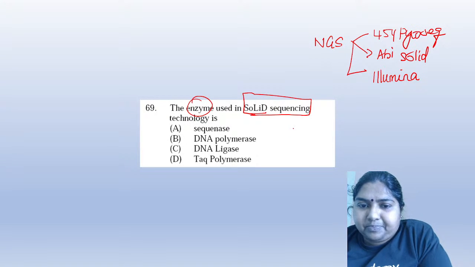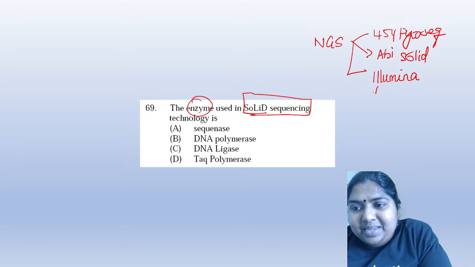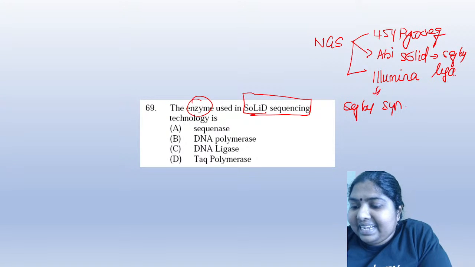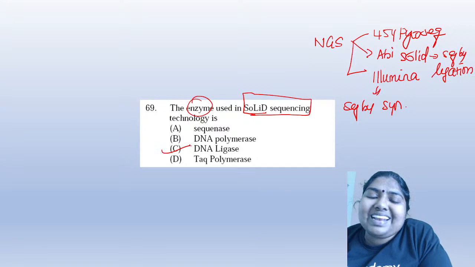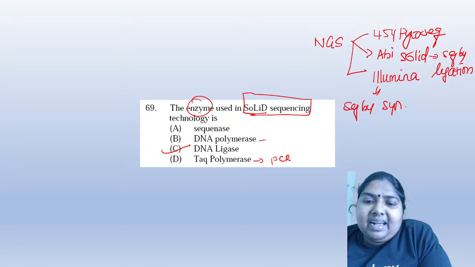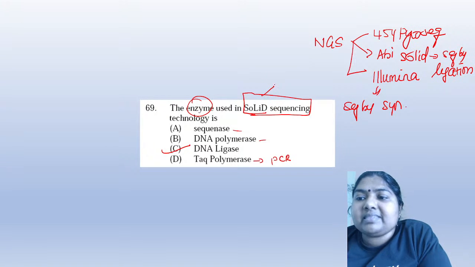Sequenase, polymerase, ligase, Taq? Fantastic. Illumina is sequencing by synthesis. SOLiD is sequencing by ligation. Ligation means it uses ligase. Polymerase is usually PCR related, and sequenase we are not using here. So the enzyme used in SOLiD sequencing, which is sequencing by ligation, is none other than your ligase.